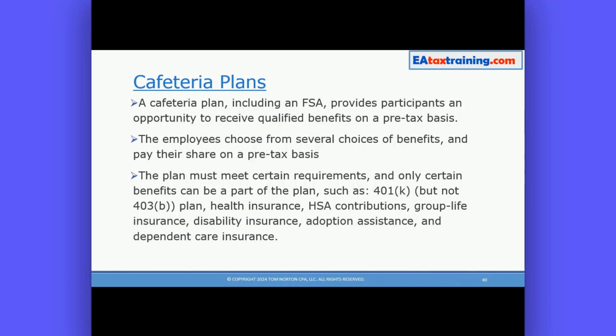Now, the plan does have to meet certain requirements, and there can only be certain benefits that are included as part of the plan, such as a 401k plan, health insurance, HSA, which is health savings account contributions, group life, disability insurance, adoption assistance, and independent care insurance. Interestingly, a 403b plan, which is a savings or retirement plan for not-for-profits and governmental type agencies, is not included in a cafeteria plan, but the 401k plan is.